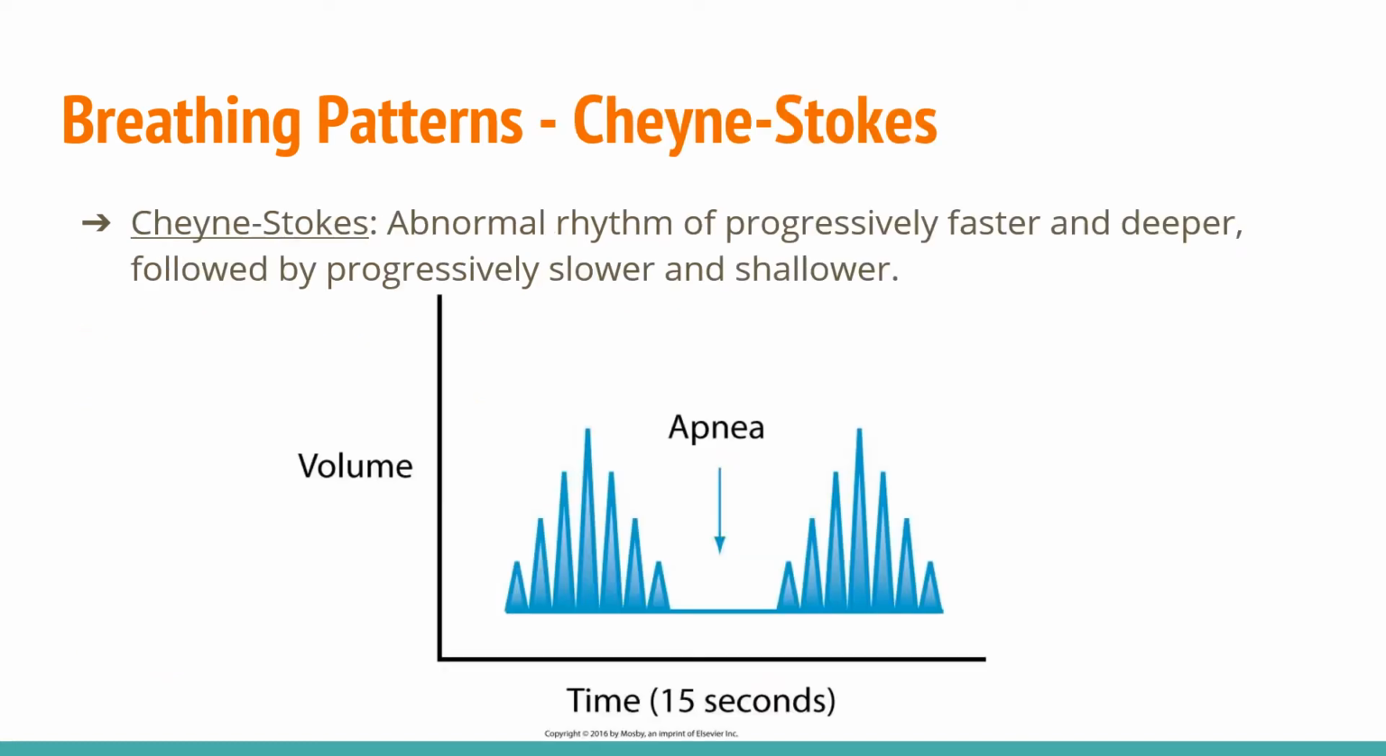Okay, so moving on. Now talking about the different patterns. And I do believe we have talked about these before too. So Cheyne-Stokes breathing. Cheyne-Stokes breathing is an abnormal pattern that is progressively faster and deeper. Then they slow down and they go apneic.